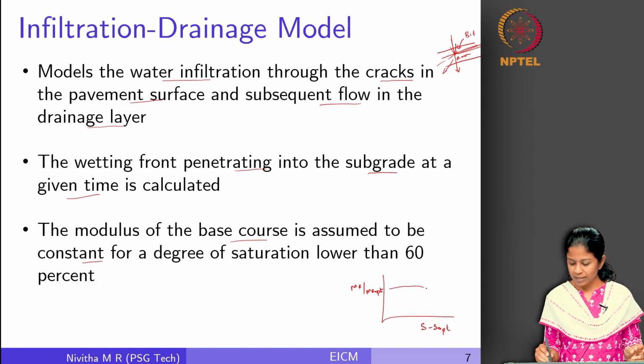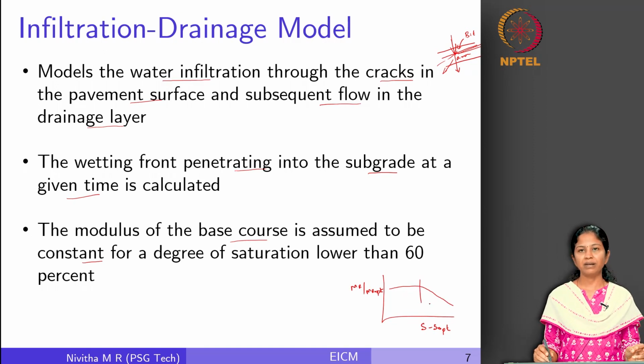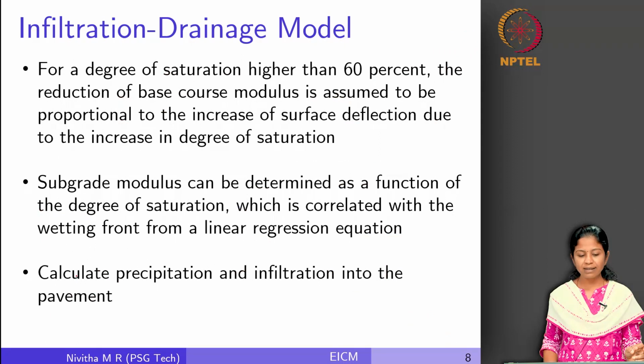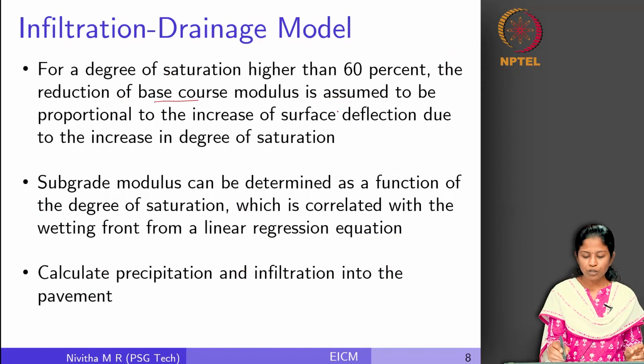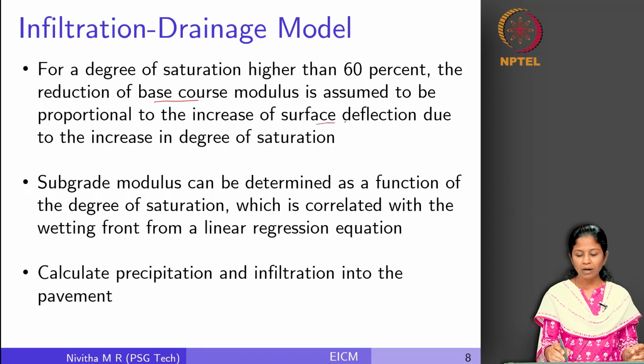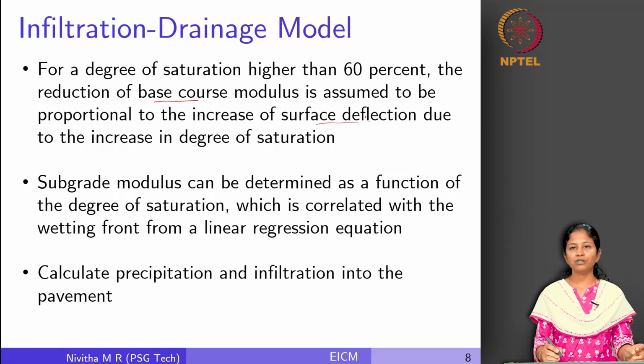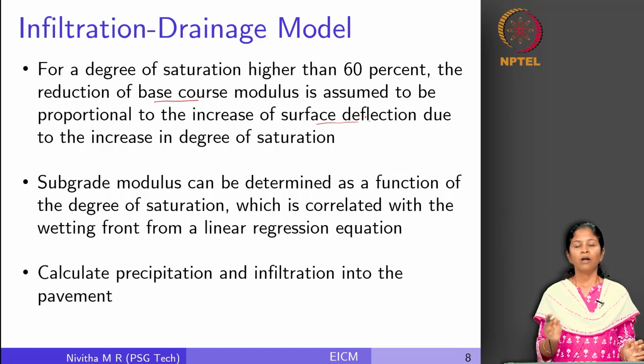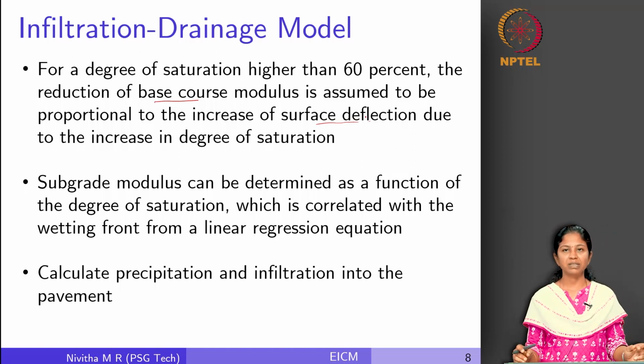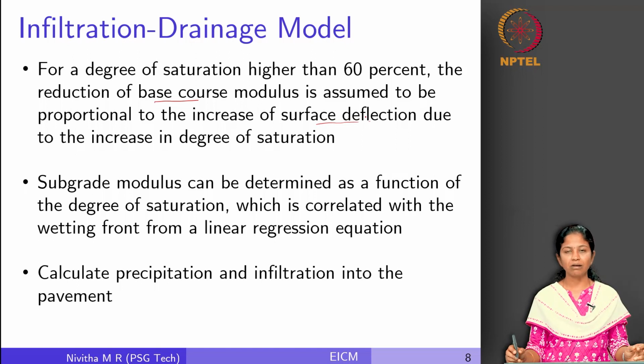So, we saw that it was constant for some time and then it began to reduce, right. For beyond a certain percentage, when it is more than 30%, we saw that it is going to remain constant. So, here also the modulus of base course is assumed to be constant for a degree of saturation lower than 60%. When the degree of saturation is greater than 60%, the reduction of base course modulus is assumed to be proportional to the increase of surface deflection because of the saturation effect that is present. So, only for a saturation content above 60%, the variation in modulus is calculated in this model.